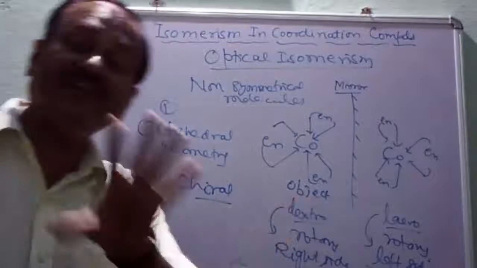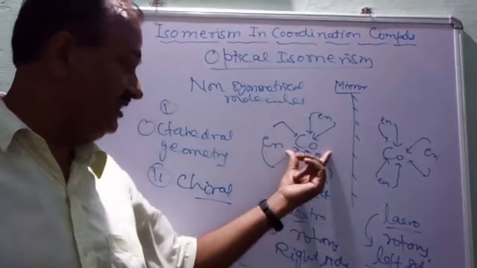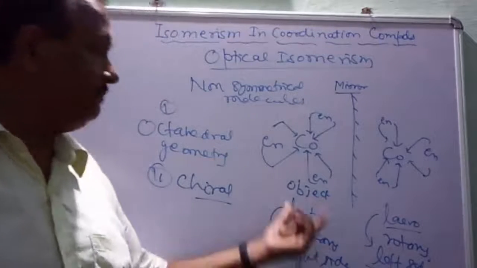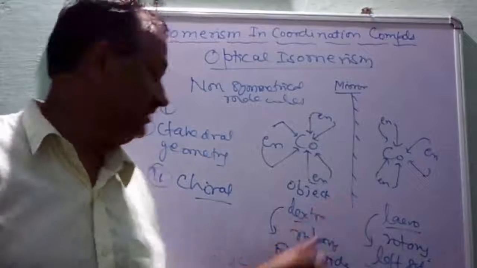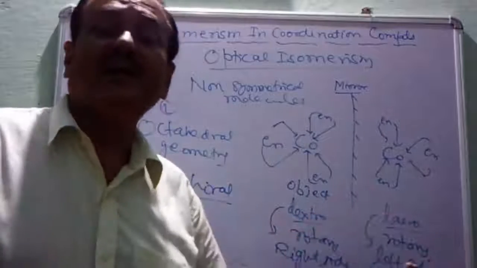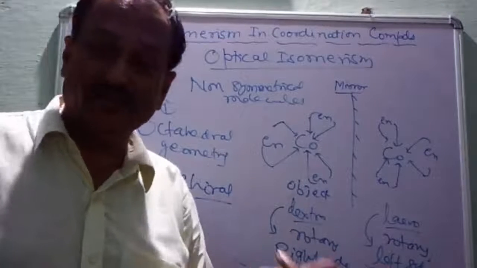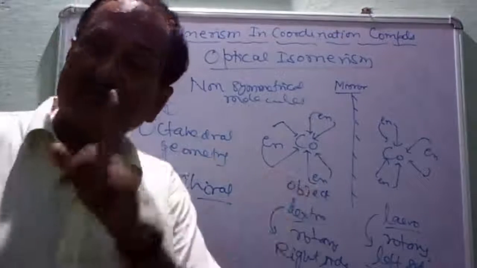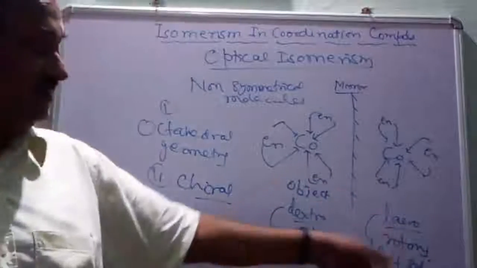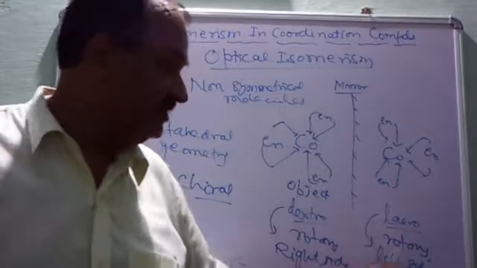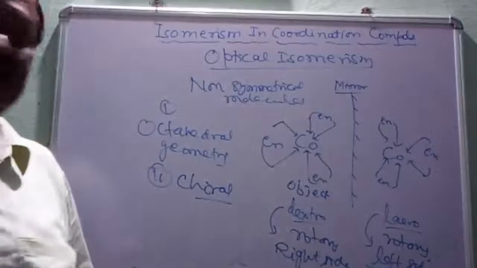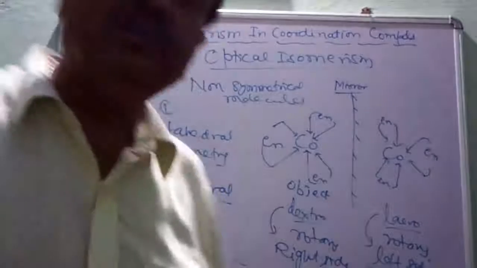It is very interesting to know that this first one will be called dextrorotatory. It means it will rotate the plane of polarized light toward the right side, and its mirror image will be the other enantiomer. This is a very important point. The object will be one enantiomer, its mirror image will be the other. It is called levorotatory. Levorotatory rotates toward the left side, dextrorotatory rotates toward the right side. So this is all about isomerism.